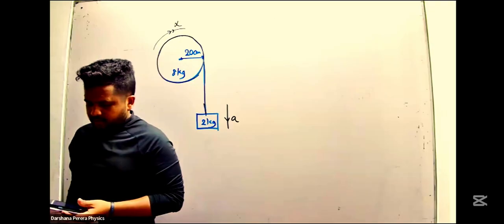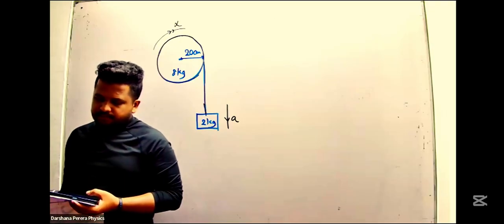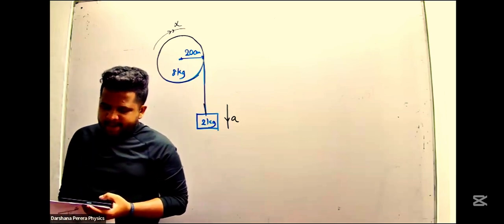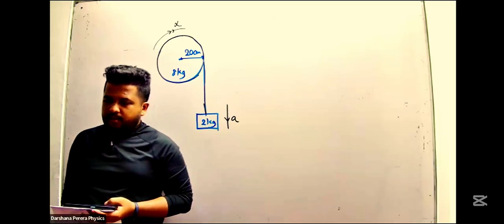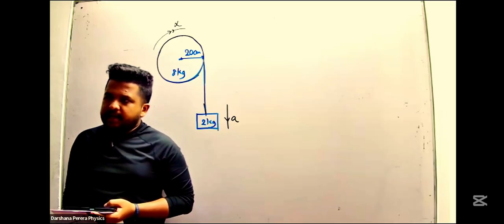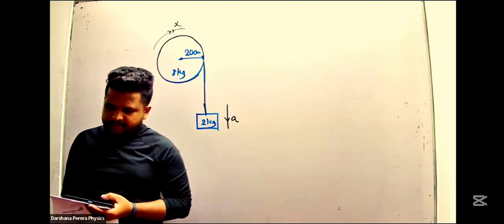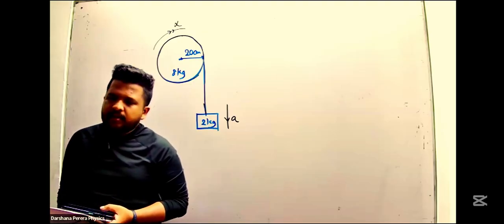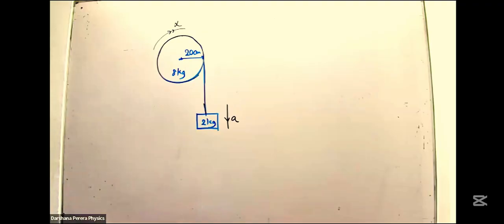Number 3. What is the angular acceleration of the cylinder, the linear acceleration of the mass, and the tension in the string? Okay, this is the diagram.